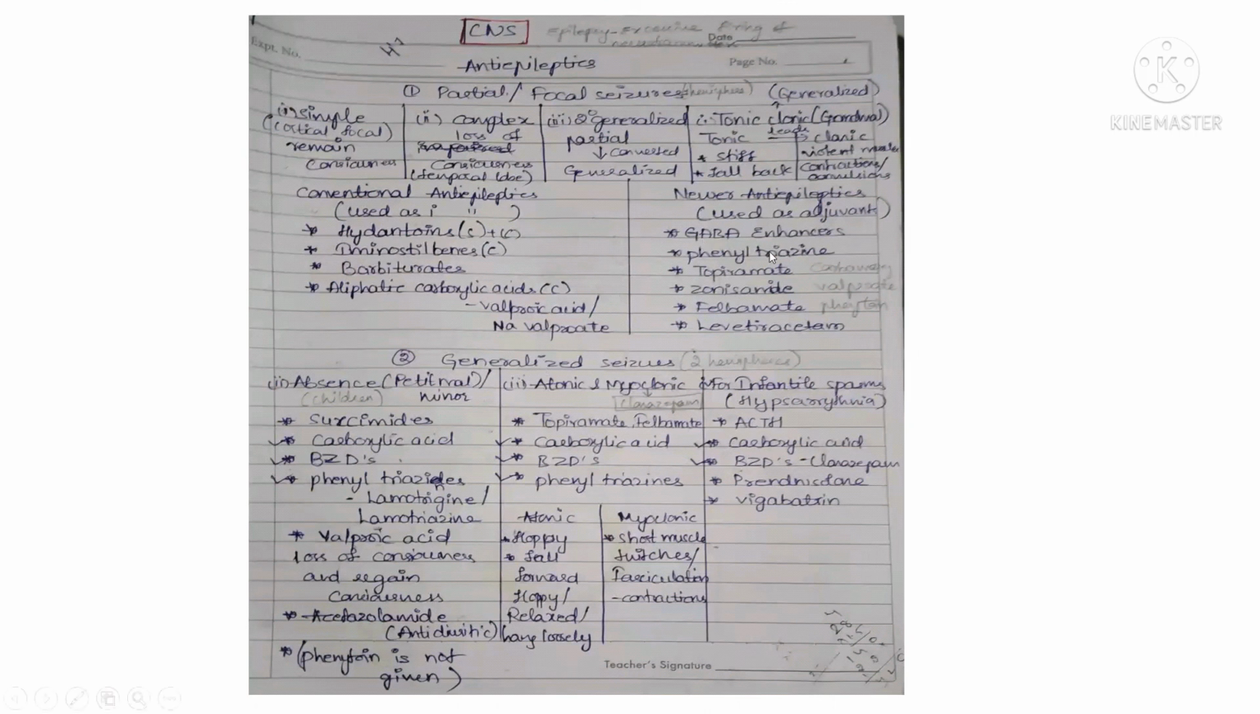The drugs used to treat are GABA enhancers, phenobarbital, topiramate, zonisamide, felbamate, levetiracetam, carbamazepine, valproate, and phenytoin.